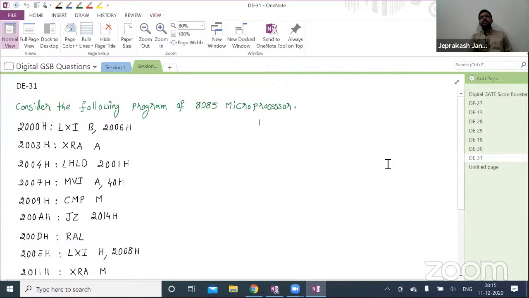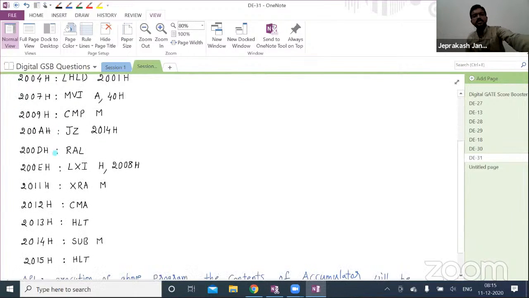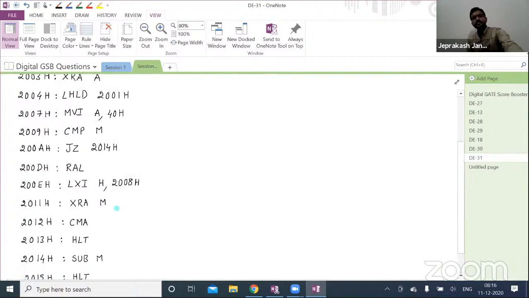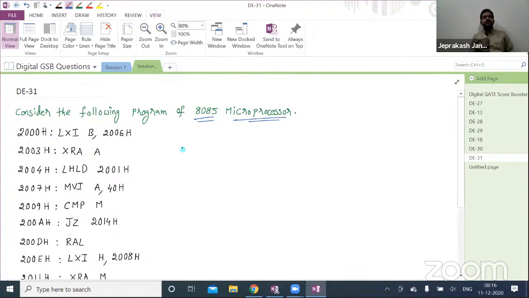Now this is the last question, regarding microprocessor. Consider the following program of the 8085 microprocessor. Here he has given the program like this, and he is asking: after execution of the above program, the contents of the accumulator will be dash, represented in decimal format. Here he has given instructions, and we'll do it step by step.